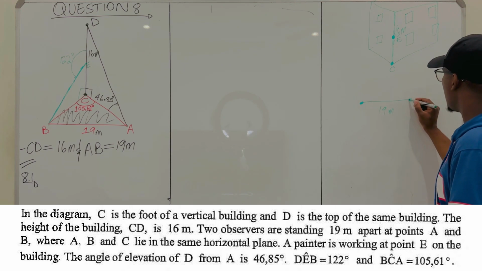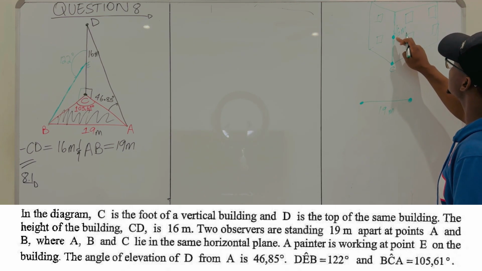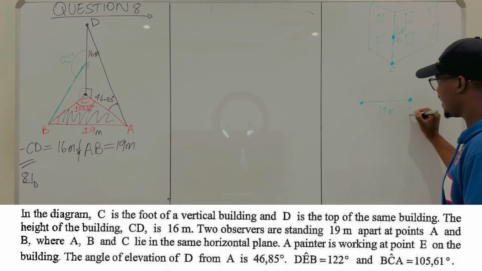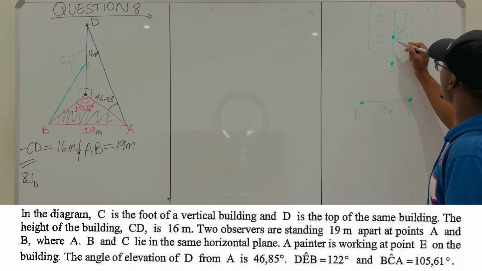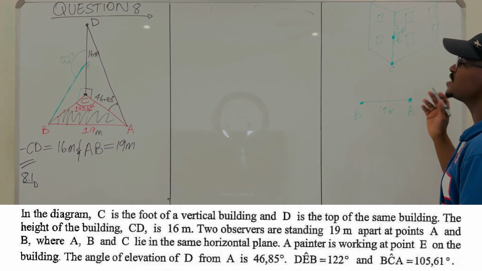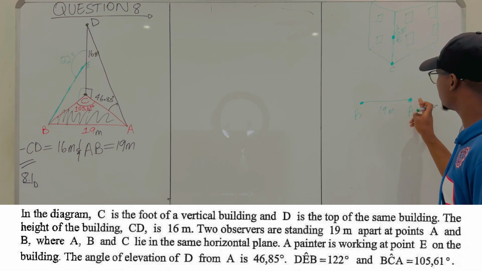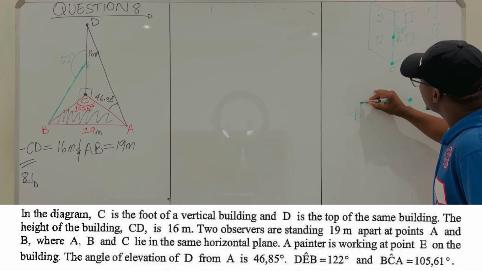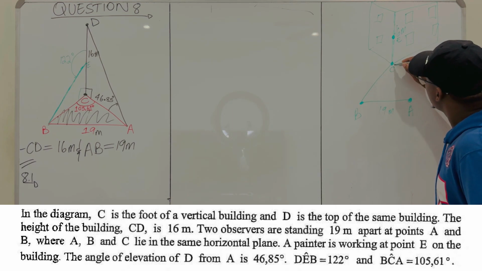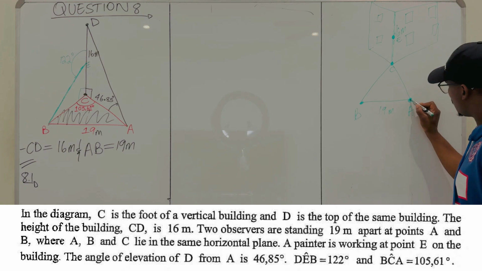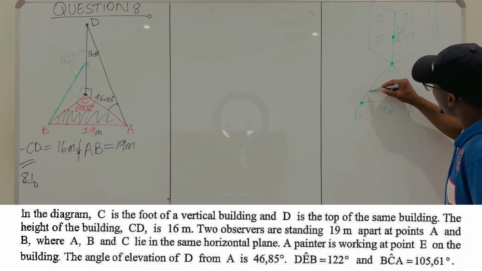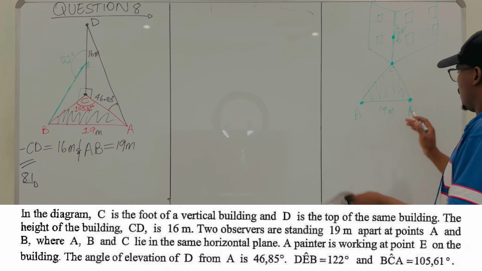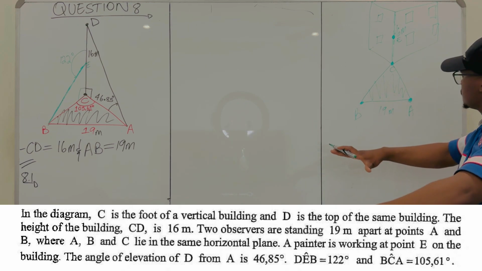So these two are observers, which means they are watching this guy that is painting there. So this guy A and this guy B are watching the painter at E to see if maybe they're doing a good job. You can think of them maybe as supervisors. Now you can see they're on the ground, and so is that. So all of these three, A, B, C, are on the ground. So they're all on the same surface.